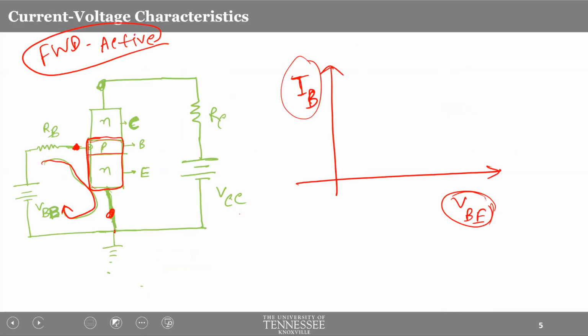Now, going back to our discussion, when I draw IB, which is the current flowing through the PN junction, with respect to VBE, which is nothing but the voltage across the PN junction, I should see a characteristic similar to the diode, like this. And that's exactly what we see as the input characteristics. This is called the input characteristics of a BJT, because you are looking at just the input circuit.